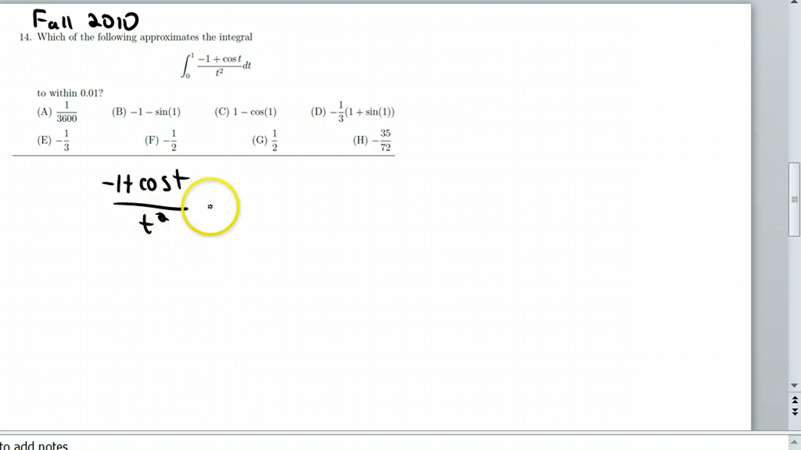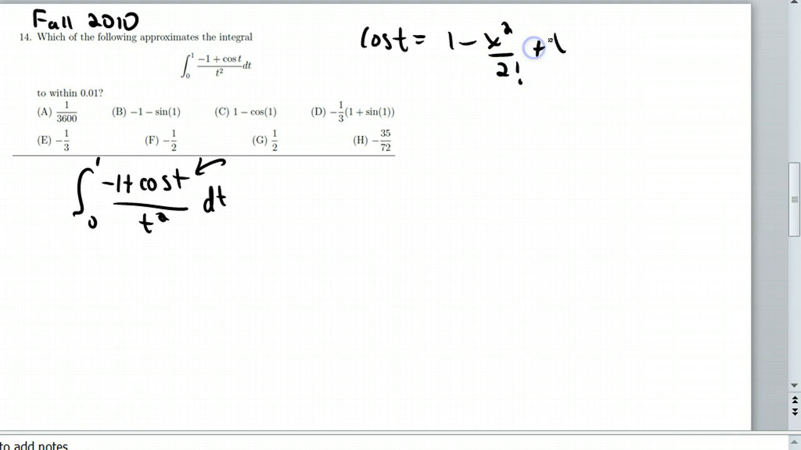We have no way of integrating that on our own, and so what we're going to do instead, actually there's a lower limit of 0 issue here, is take the series for cosine and plug it in. So cosine is 1 minus x squared over 2 factorial plus x to the 4th over 4 factorial, and so on. That's cosine of x.